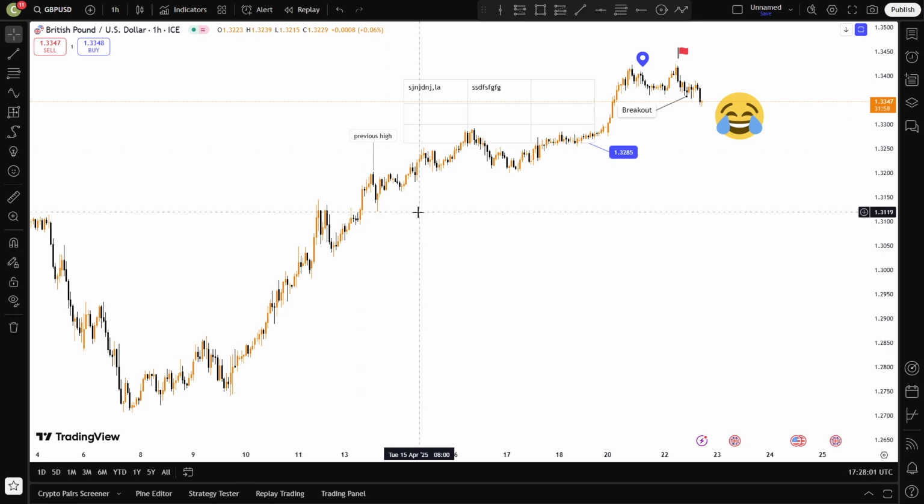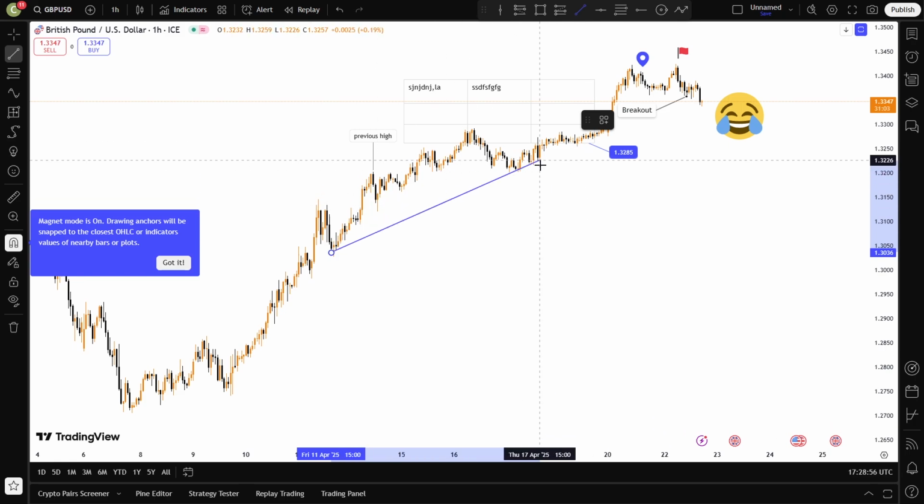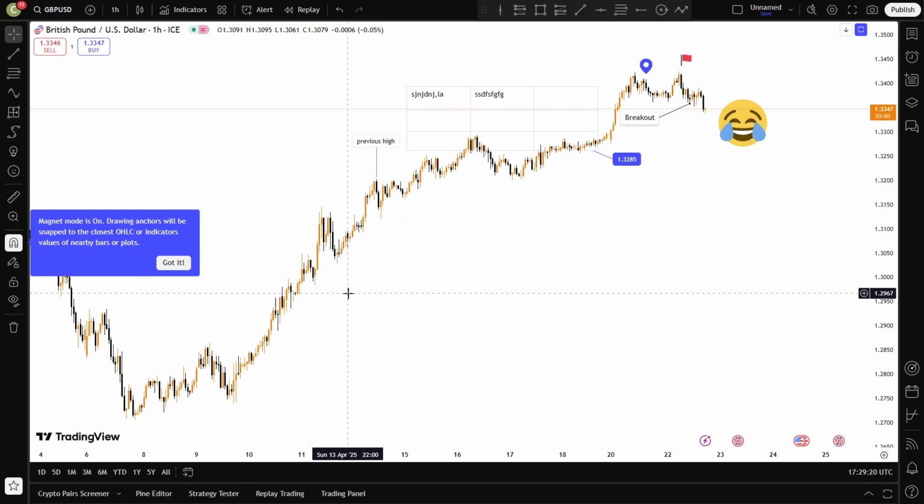Now the next one is the magnet mode. The magnet mode snaps your drawing point to candles. Since the magnet tool is on, if I'm about to draw anything at all, as you can see, as I move, it just straight up attaches itself to the open or the close of a candle. If I move up, it's just attaching to the close and open of candles. And even when extending, it also attaches to the open or close of a candle. So that is just the magnet tool, and you can turn it off by clicking on it again.